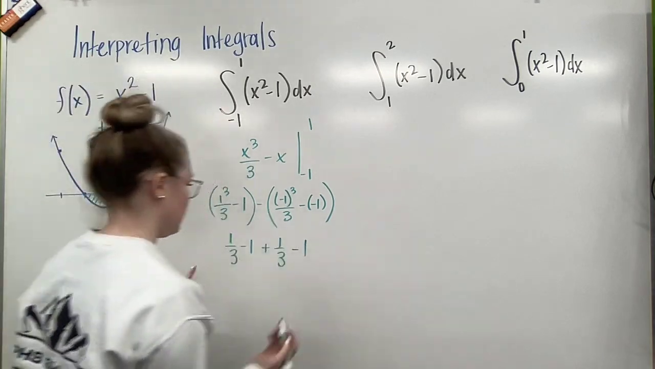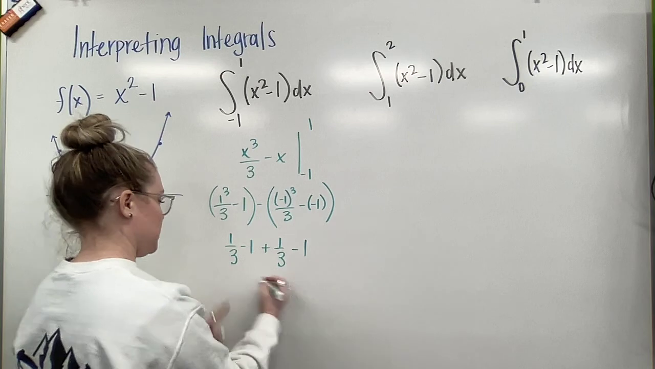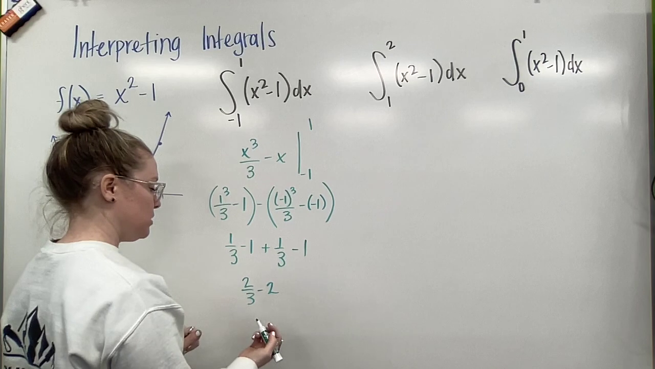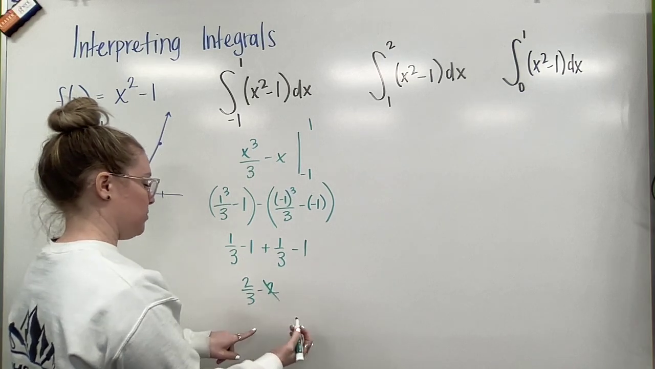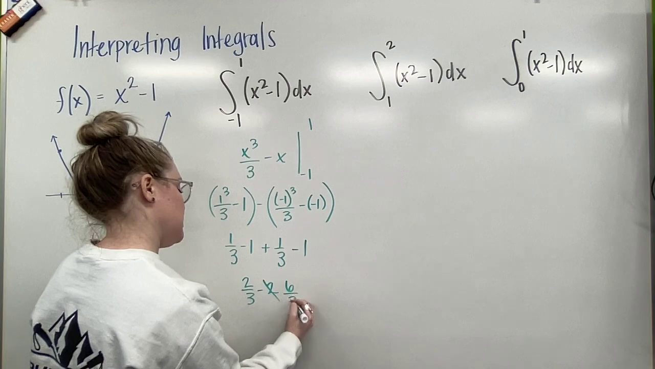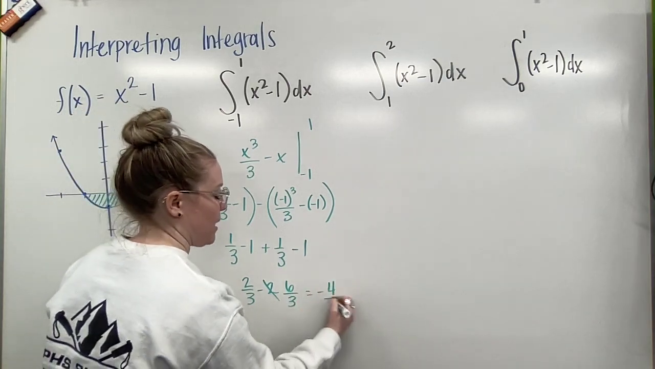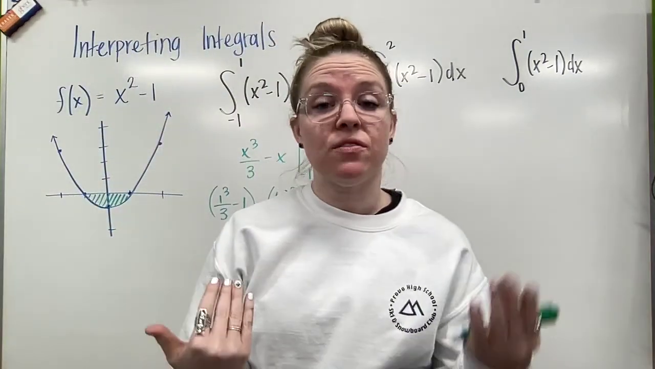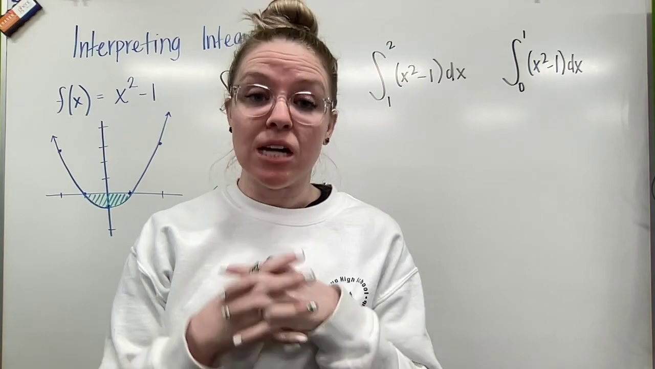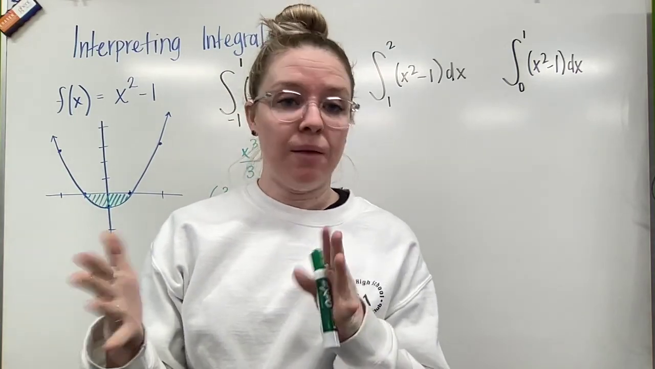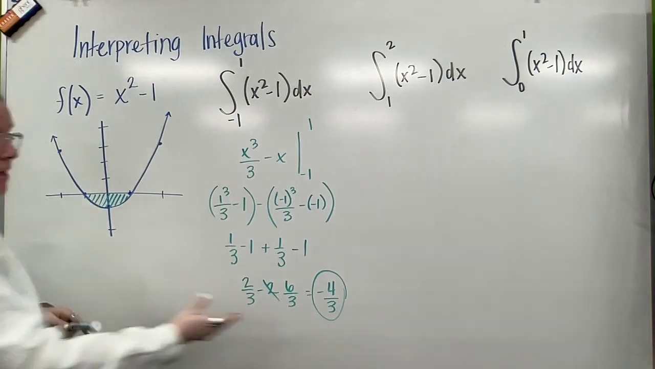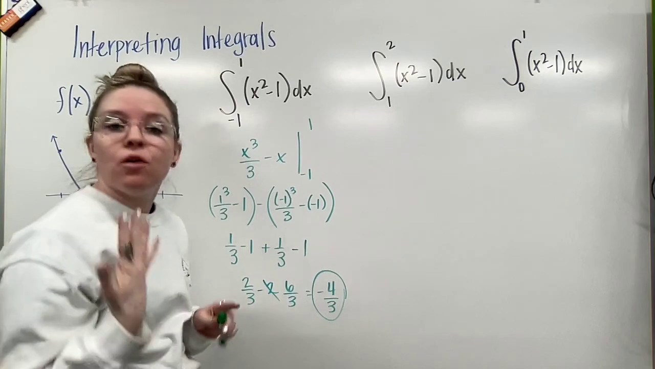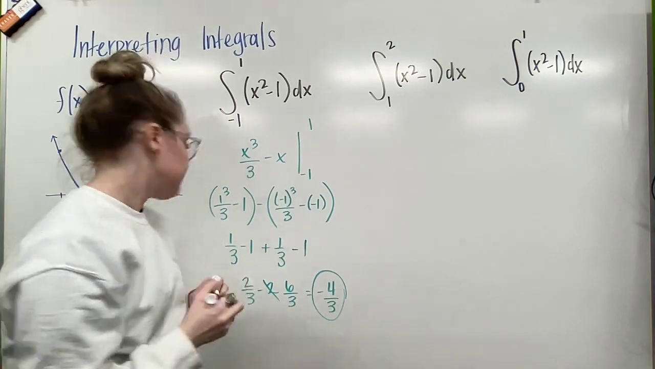All right, so I have 1/3 plus 1/3, which is 2/3, -1 minus 1, so that's -2. So common denominator, that's going to be -6 over 3. So my answer is -4/3. If it's all positive or all negative, that is going to tell us our total distance. Okay? So since all of this was negative, this is telling me from -1 to 1, I went backwards 4/3 units.